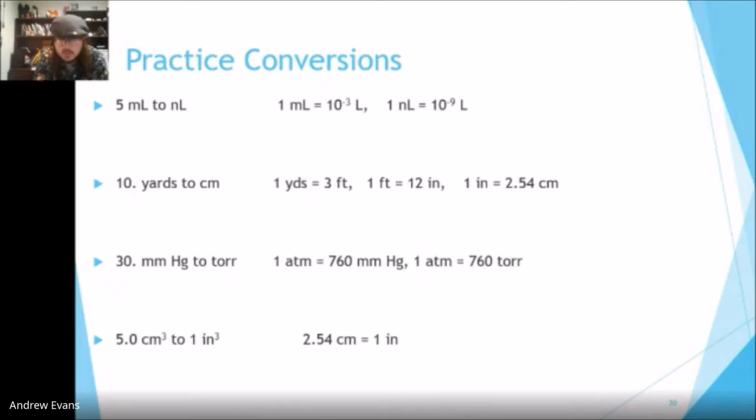So let's actually look at some of these problems. We have right here 5 mils to nanoliters. We have to do that conversion. 10 yards to centimeters. 30 millimeters of mercury to torr. 5 centimeters cubed to inches cubed. Looking at that, we'll try to do just those.